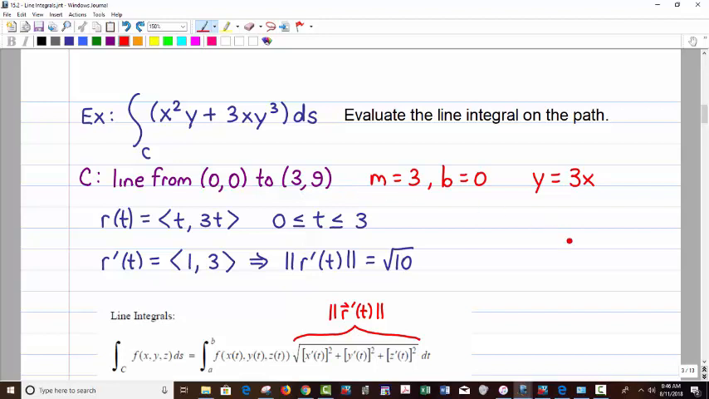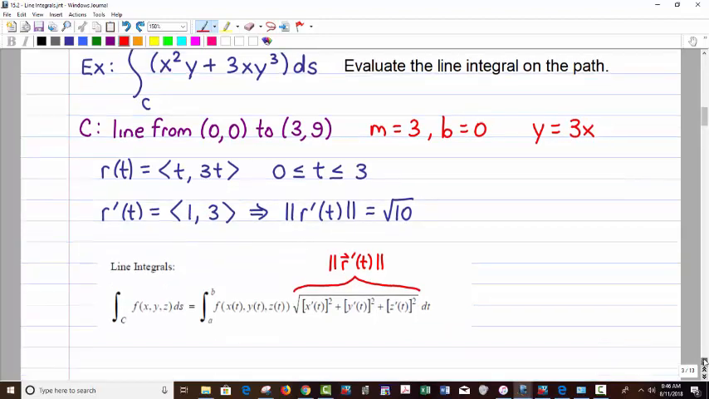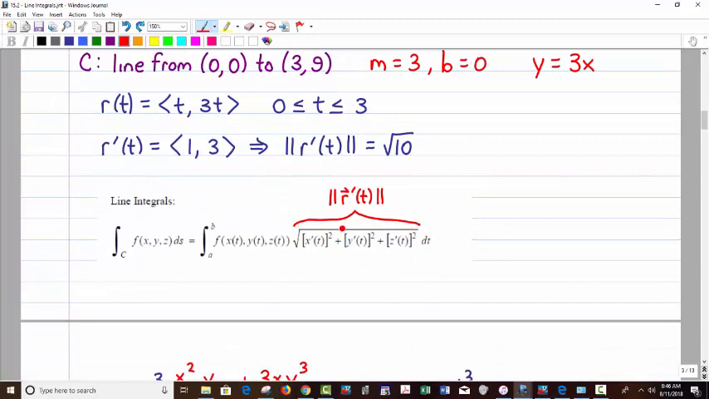And that's easy to parameterize. I can let x equal t, and then y would be 3t. So there's my vector valued function, t comma 3t, and then since x is t, we know it's going from 0 to 3 right here. Now I'm going to need the derivative, because we're going to take the magnitude of r prime. So r prime ends up not having any t's left, so r prime will be 1 comma 3, and its magnitude then would be the square root of 10. So this part right here will be the square root of 10.